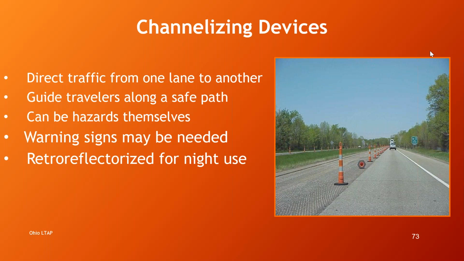So let's move on and talk about our channelizing devices. These are our devices that we use to direct traffic from one lane to another. They guide travelers along a safe path, but they themselves sometimes can be hazards, like our barriers and barricades. Sometimes we need to put up warning signs for certain devices, and they are retroreflectorized for night use as well.